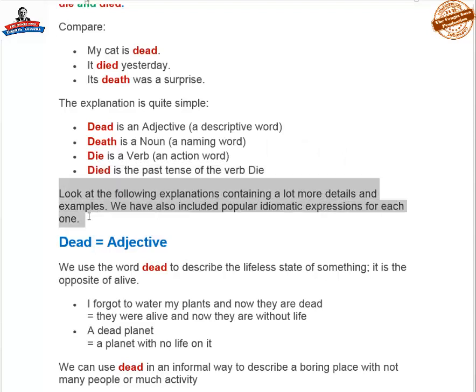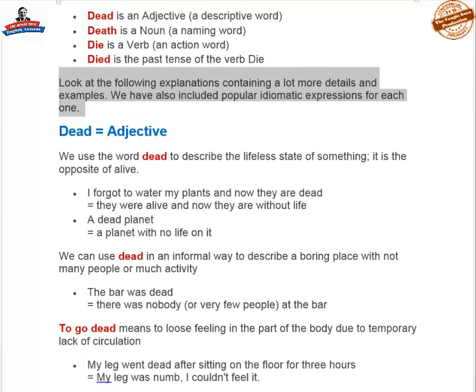Look at the following explanations containing a lot more details and more examples. We have also included popular idiomatic expressions for each one. Dead as an adjective.